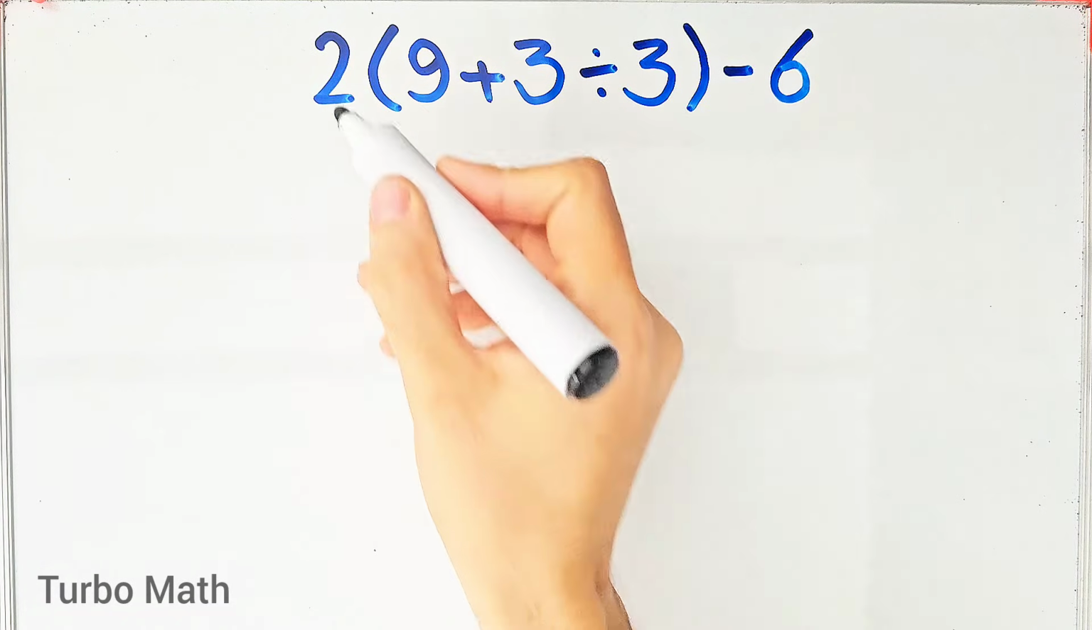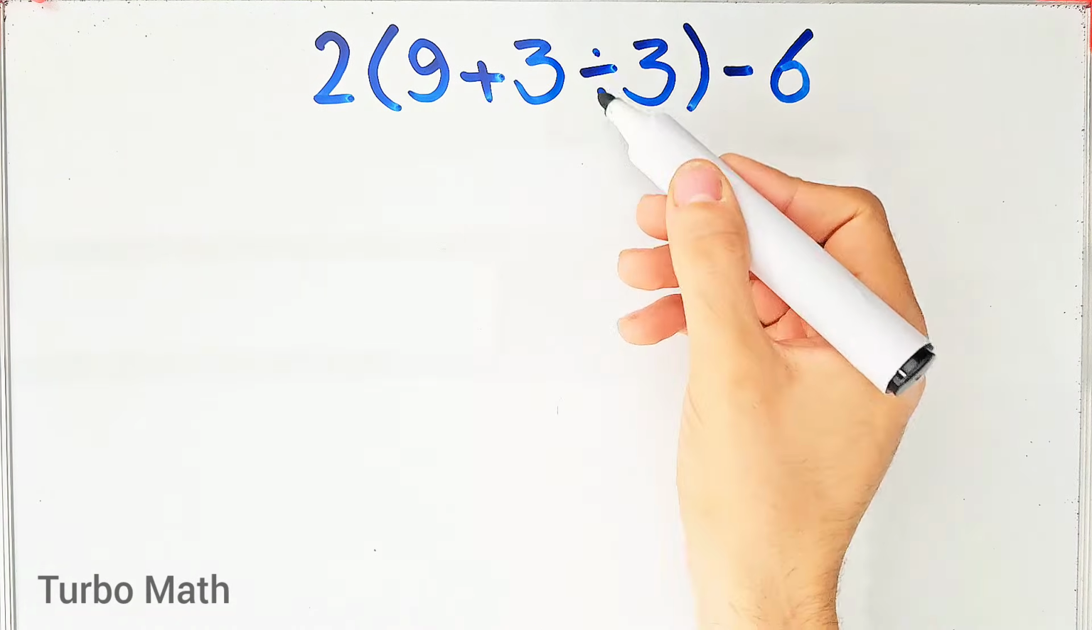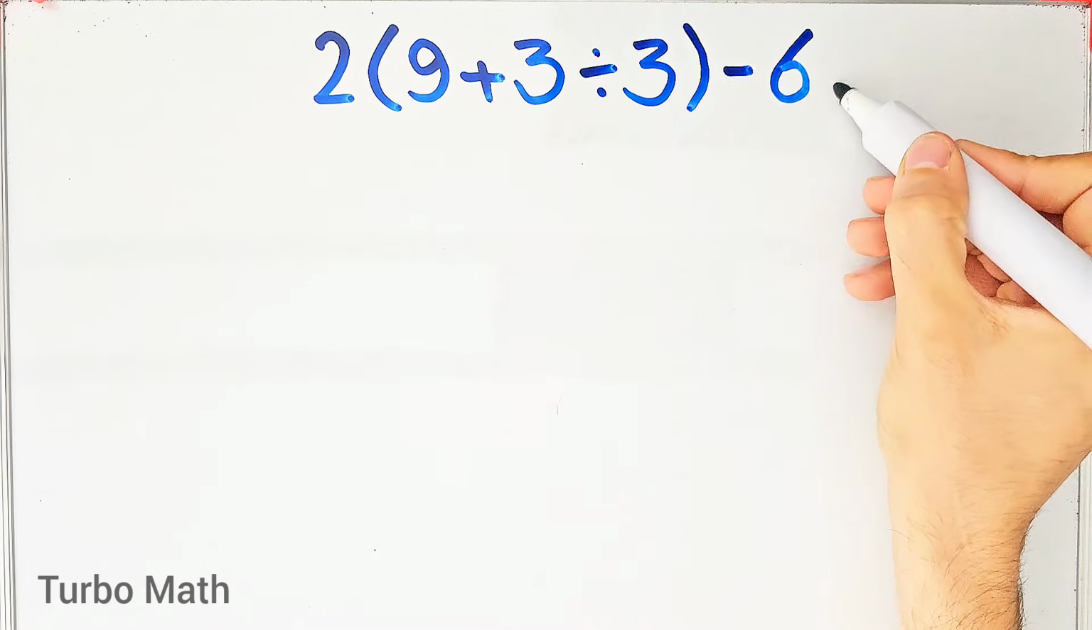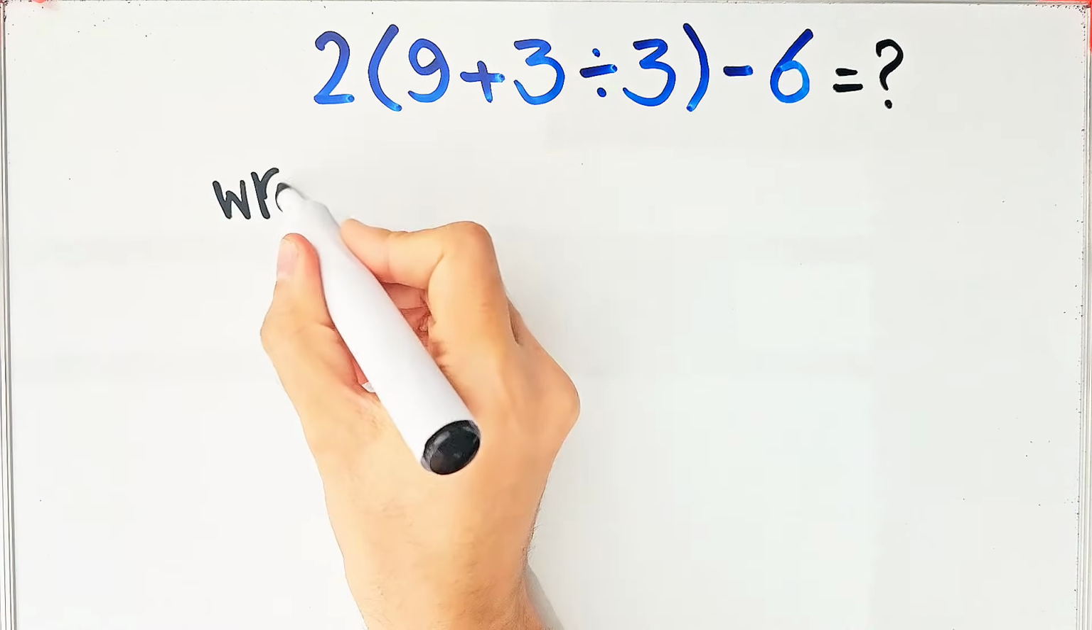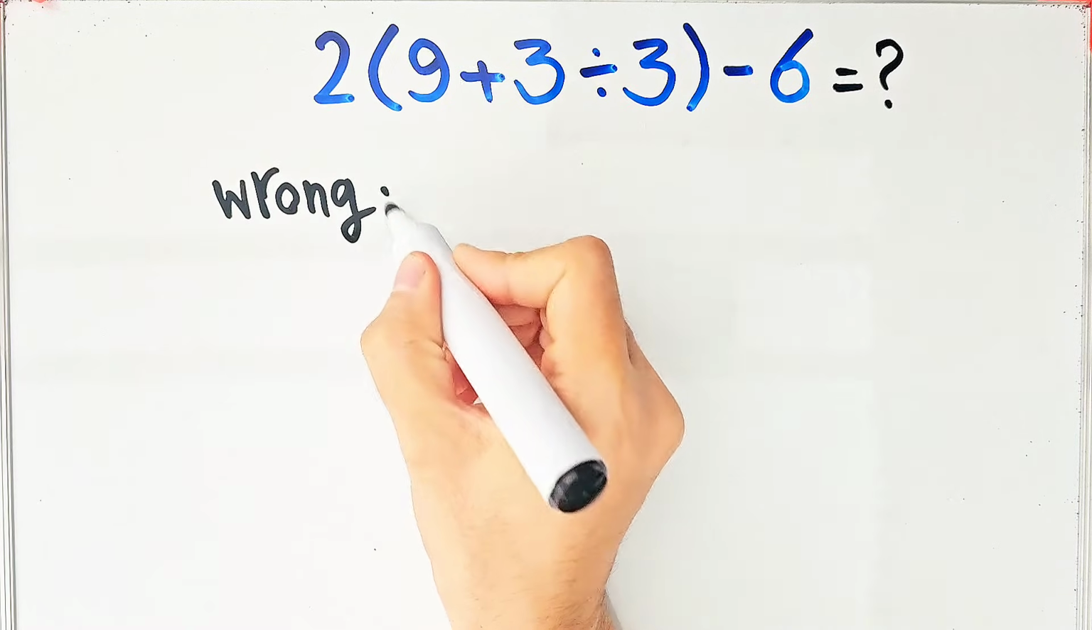2 times open parentheses 9 plus 3 divided by 3 close parentheses, then minus 6. What is the answer of this question? Can you solve it? In the wrong way of solving this question, some people solve this question like this.